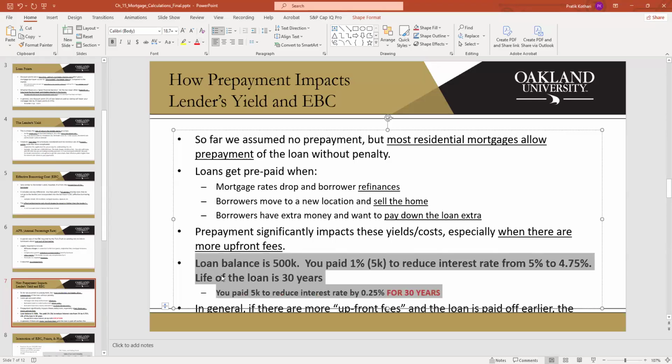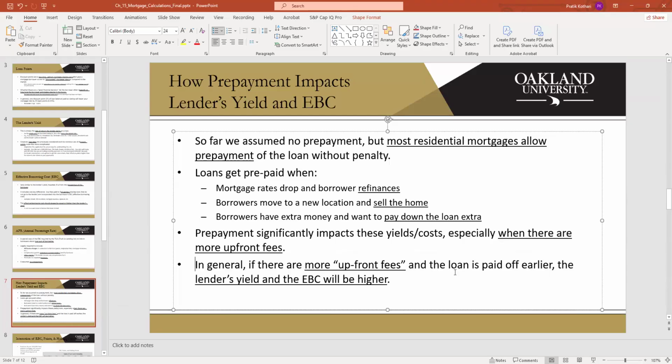Now, if you move in 5 years, then maybe you should have only paid a lesser amount to reduce the interest rate for 5 years, not 30 years. What I'm trying to say is you paid a fee to lower the interest rate for 30 years, but then you didn't take advantage of that because you moved in 5 years. You only took advantage of that for 5 years, not 30 years, right?